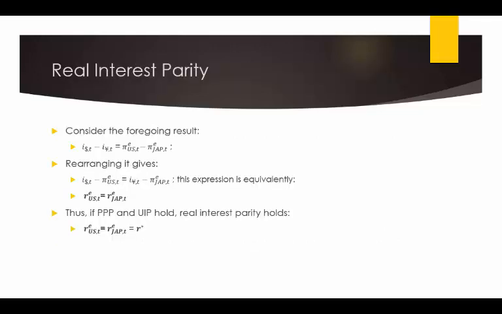While we are still at it, the foregoing actually leads us to a very important outcome. First, let's consider that combining UIP and relative PPP, we had that the interest rate differential in the two countries is equal to the expected inflation differential in the two countries. We can rearrange this expression to bring the respective country variables over to the same side of the equality sign, and we observe that the difference between a country's interest rate and its inflation rate is equal for both countries.